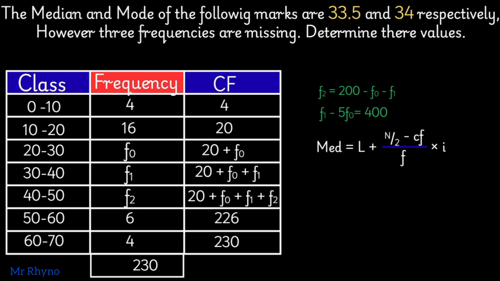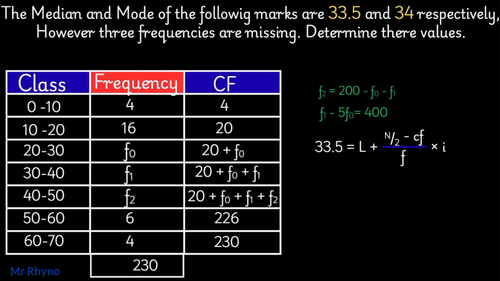Now using the median formula, we know that median is given by L plus (n over 2 minus Cf) over f, multiplied by I, where L is the lower limit of the median class, n is the total frequency, Cf is the cumulative frequency before the median class, f is the frequency within the median class, and I is the class width. Let's get these values.